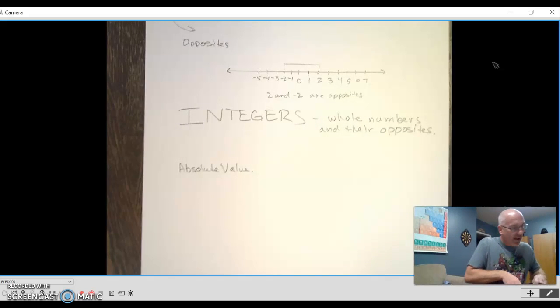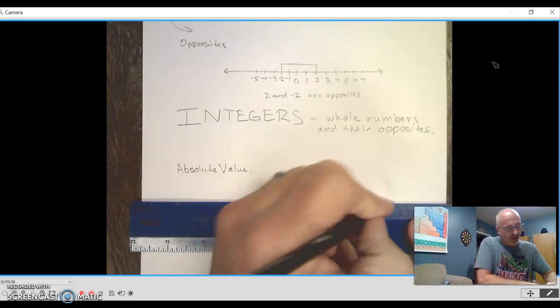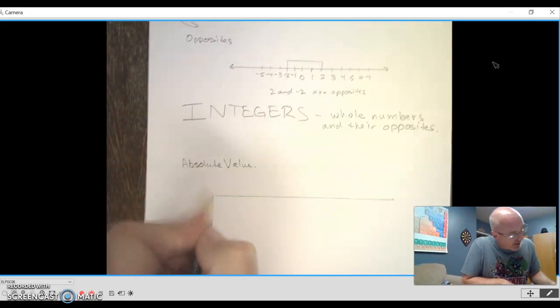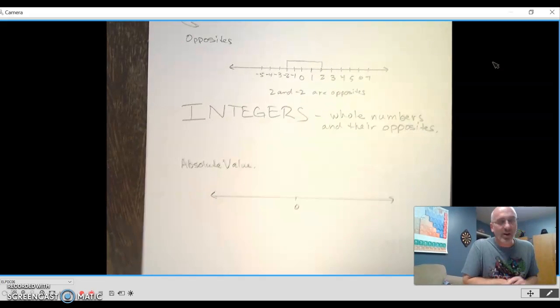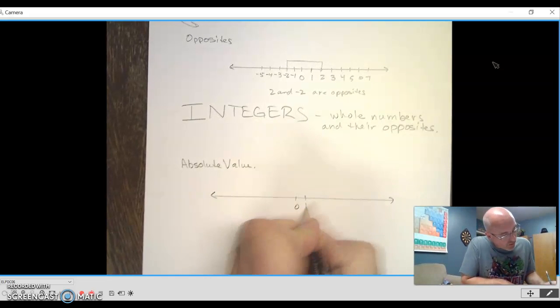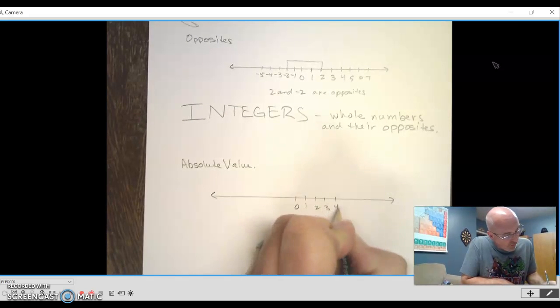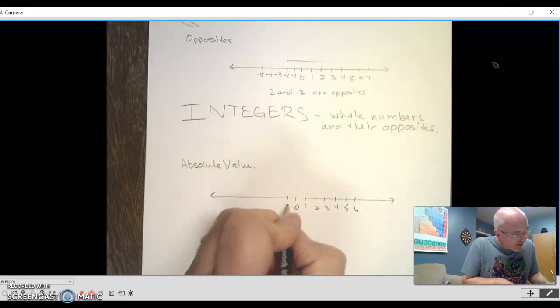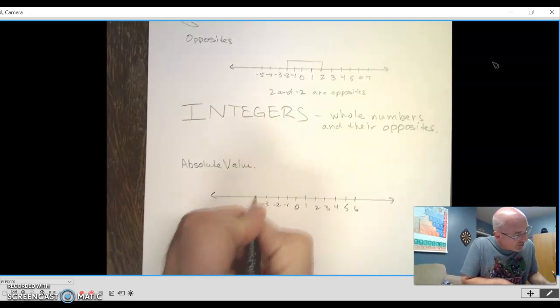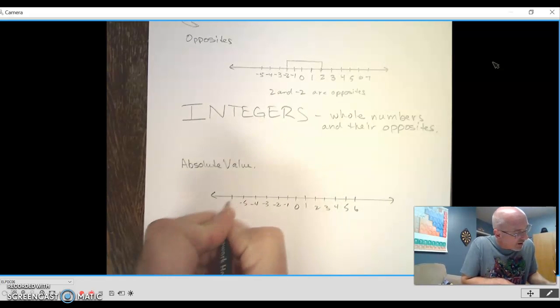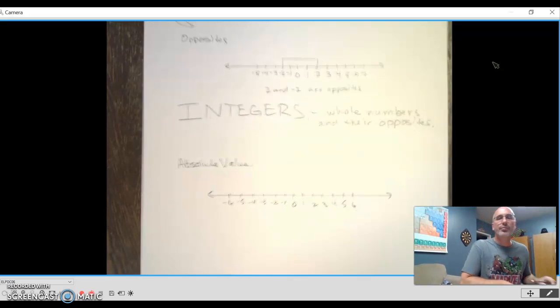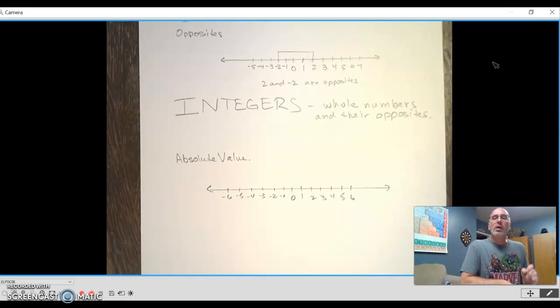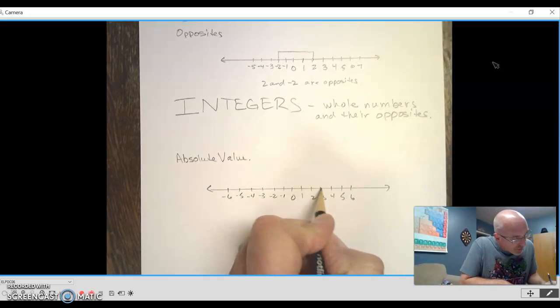So if I have another number line here, I could use the same one, but I like drawing number lines. We're going to put the 0 right in the center again, and I'm going to start naming this 1, 2, 3, 4, 5, 6. And I'm going to go in the negative direction the same amount. -1, -2, -3, -4, -5, -6. So I want to find the absolute value, or the distance from 0, of 3.